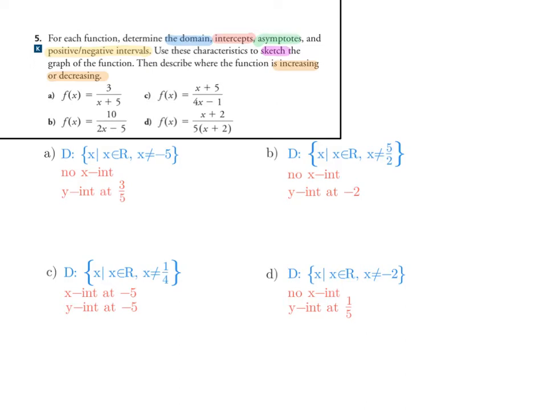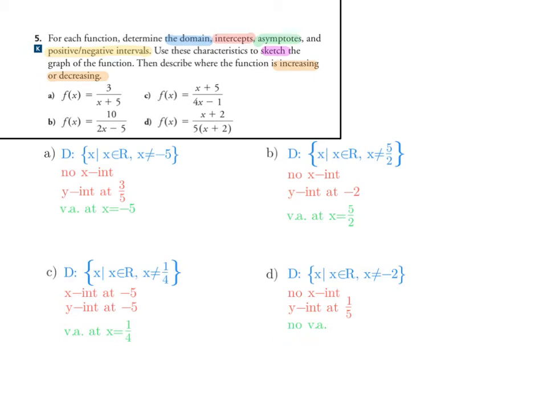Asymptotes. All right, let's start with the vertical asymptotes. Asymptote at x equals -5. Asymptote at x equals 5/2. There's an asymptote at 1/4. And there is no asymptote here. That would be a hole. Now let's go to horizontal asymptotes.